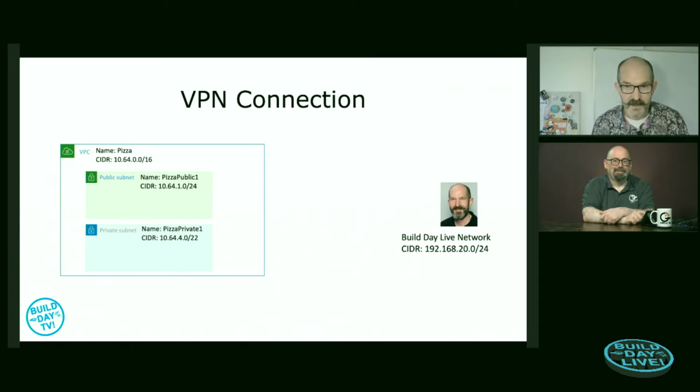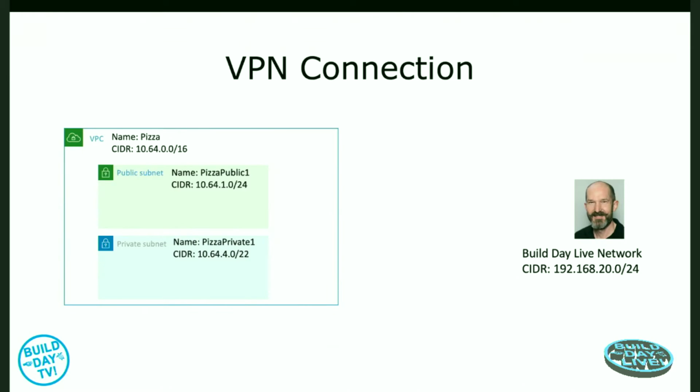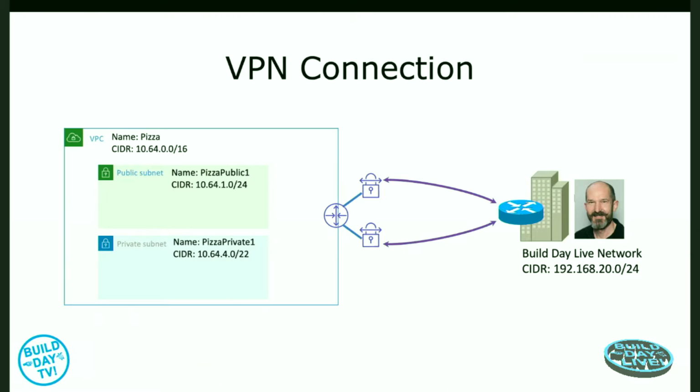So I have my on-premises network, and I have a VPC for the Al's Pizza website. What we're going to do is establish a connection between them. We're going to stand up a virtual gateway, set up a couple of VPN endpoints on it, and then define that router that connects back to on-premises. I'm going to stand up a VPN that allows me to access from my on-premises network here in the Build Day Live data center out to our virtual private cloud, our AWS-based data center.